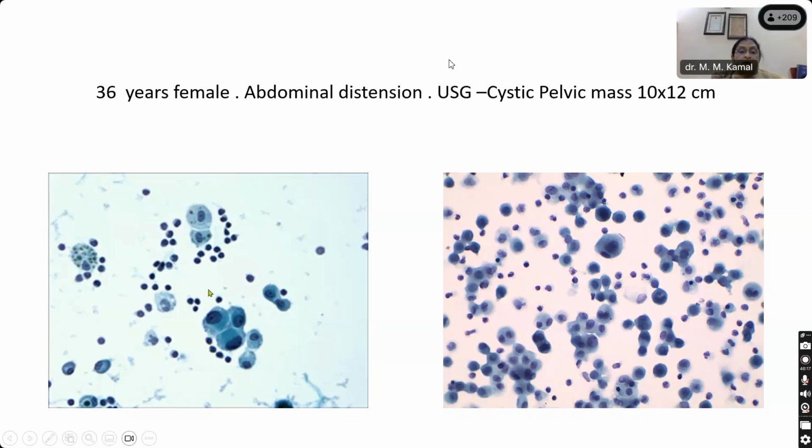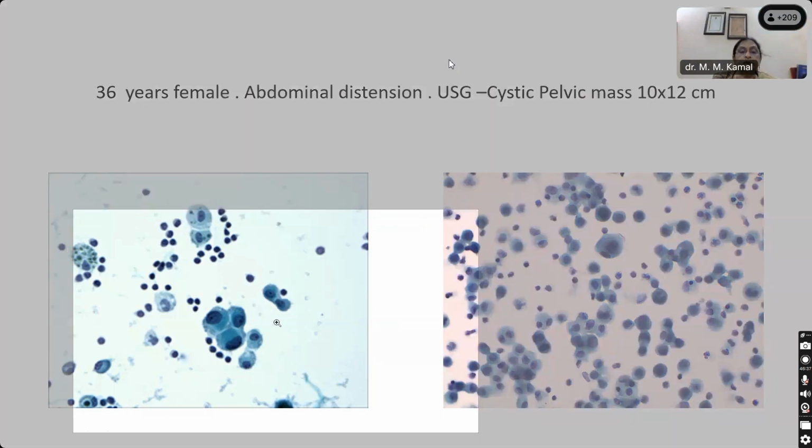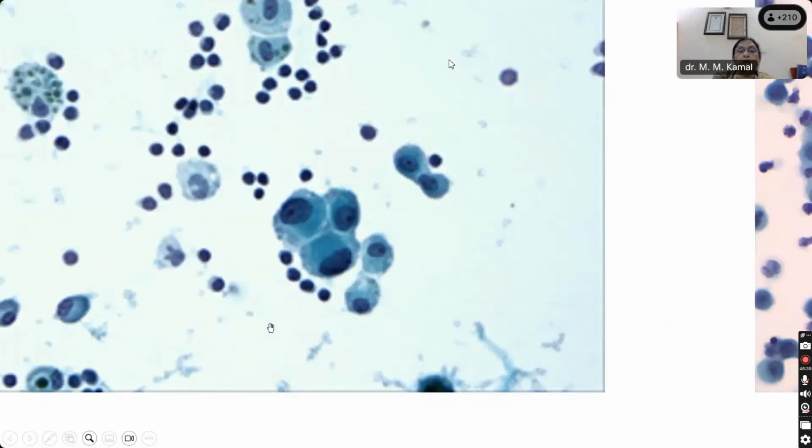Now, how have you identified these cells as of mesothelial origin? Ma'am, they are round cells with a round nucleus which is eccentric in position, and the cytoplasmic border is sharp. What else? Prominent nucleoli. Let me zoom it out. Yes, everyone can see the prominent nucleolus in this. Here also you can see. What else can you see in this? Cytoplasmic vacuolization, and the windowing effect can be seen.